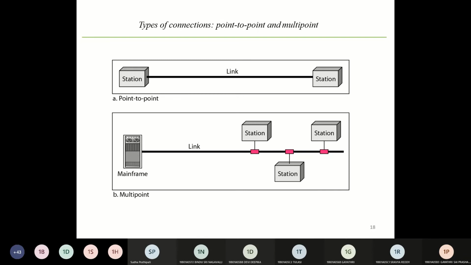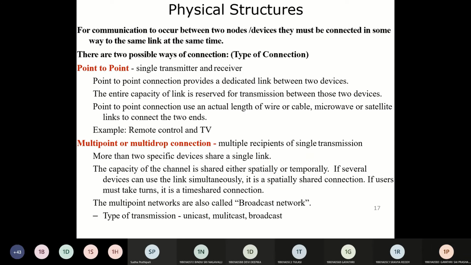What is a time shared connection? It means that one device will take some time to actually use the link. For example, if this station is taking 2 minutes, after these 2 minutes, another station will take the time. And after 2 minutes, another station will take its time. So they'll be utilizing this same link in turns. That is called a time shared connection. So multi-point connection is spatial connection and also time shared connection, which is temporal connection. Okay, so these are the two types of connections available.